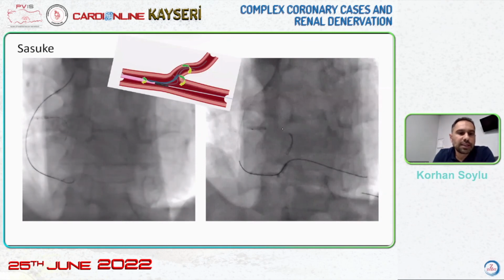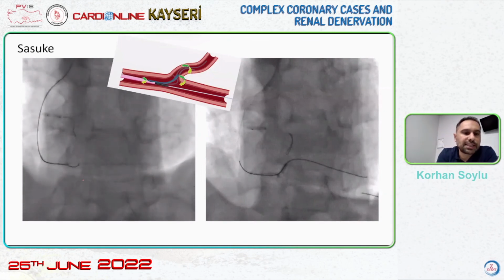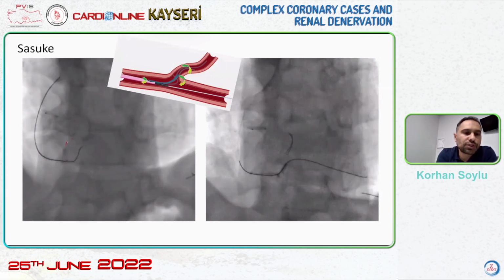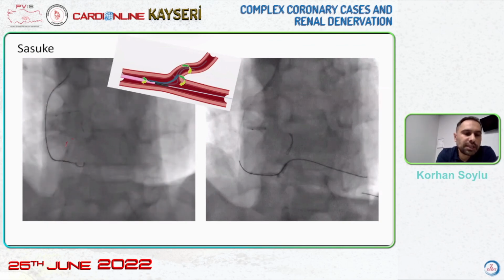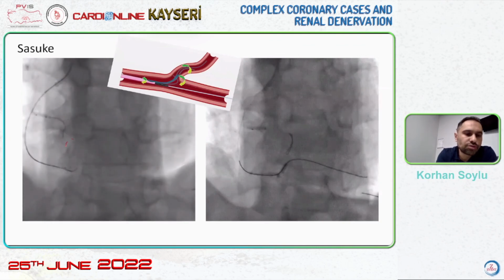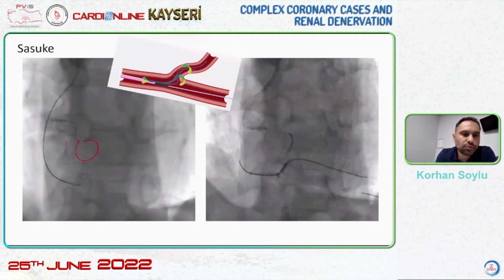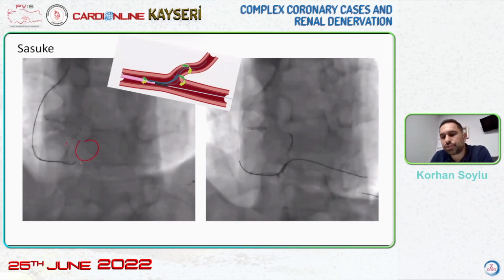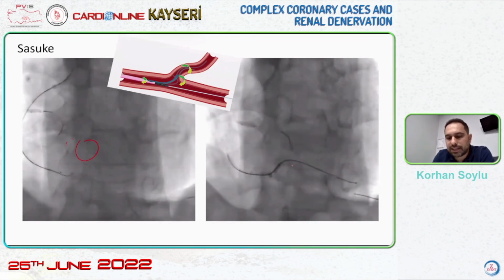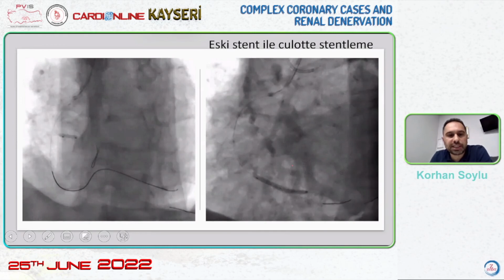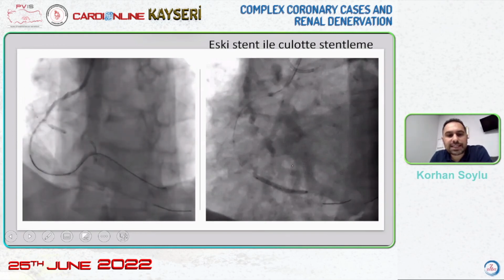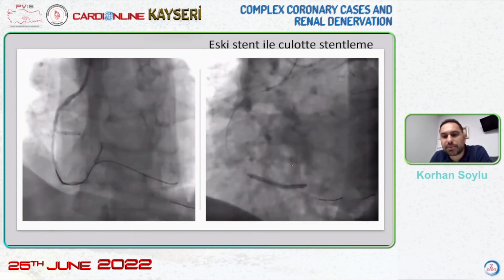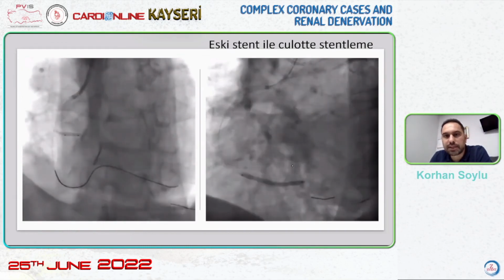You can see the Sasuke microcatheter with double lumens, and here, while proceeding in one lumen, from the second hole we use the other wire for the side branch. Again, after a few trials, the PL wire will be here, and then we will do pre-dilatation for both branches, and then with the older stent, which is towards the PDA, we will do a culotte here.